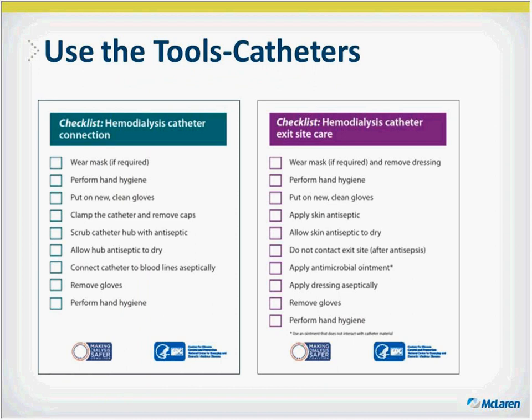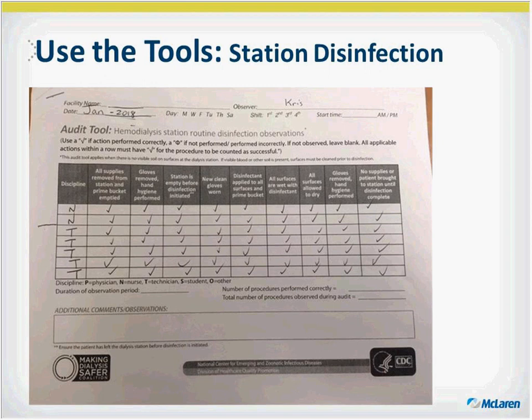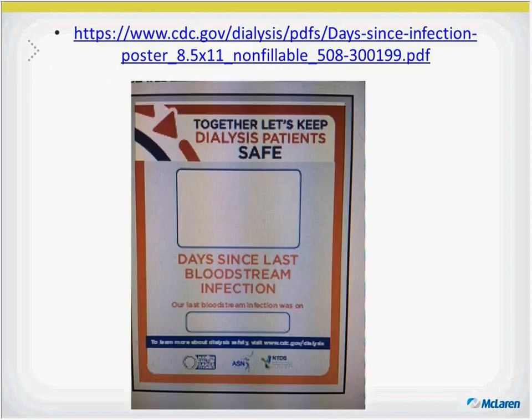More tools and resources on catheter connection and exit site care. And it's one example of a nurse that had completed the audit on hemodialysis station routine disinfection. You see there are 2 nurses and 5 technicians observed. We do initially focus on compliance with the results rather than on the person, that's why we don't put names on there. However, if the auditors do notice a particular pattern with a specific person, then that becomes a performance issue which is addressed individually.